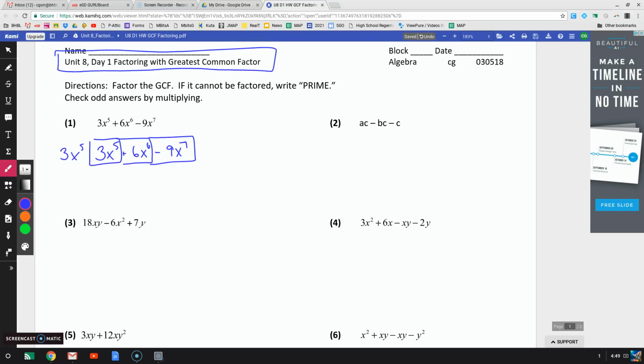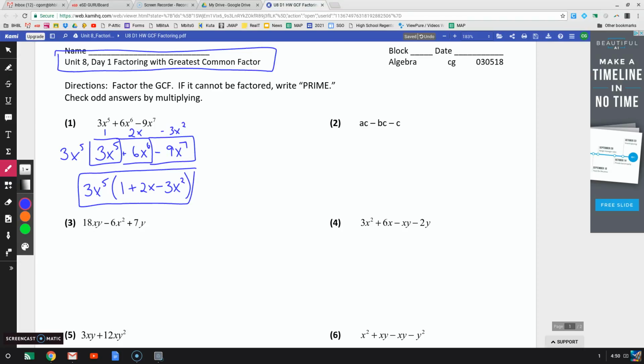So now I'm going to divide. I'm doing reverse box method essentially. So I've got a 1 here, I've got a 2x here, and I've got a negative 3x squared here. So my answer is 3x to the 5th times (1 plus 2x minus 3x squared). And remember, we can always remultiply to double check if we are correct.